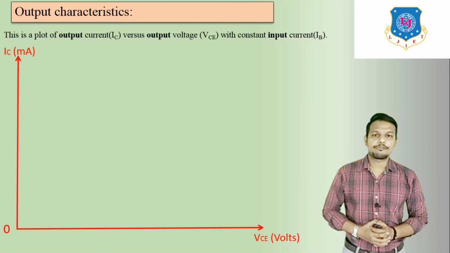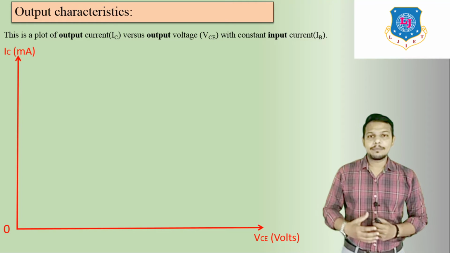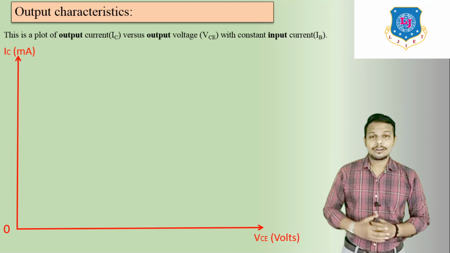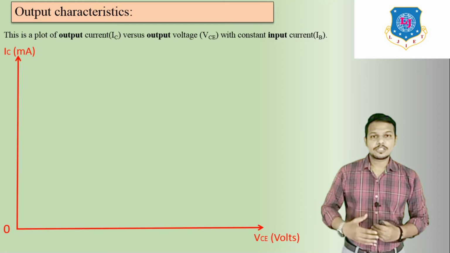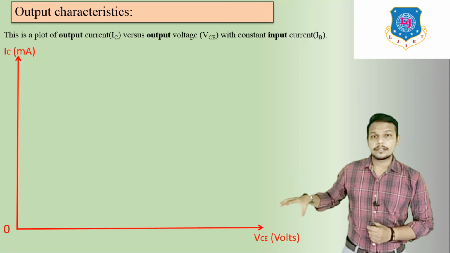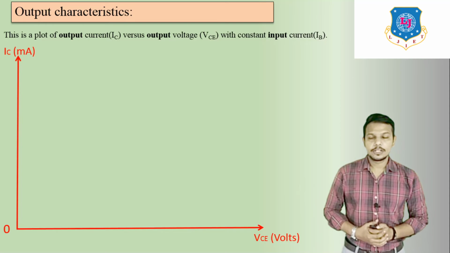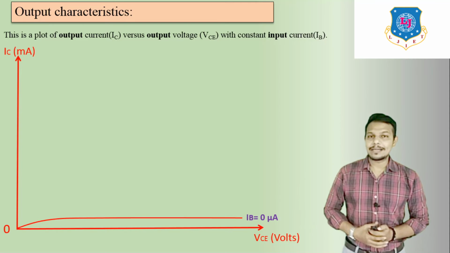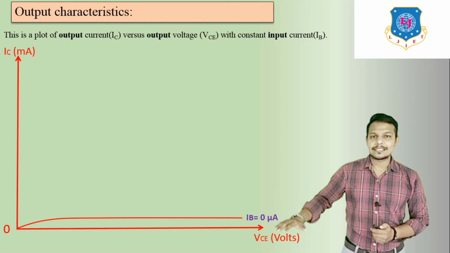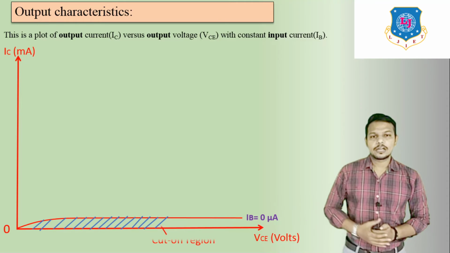First one is the cutoff region. Now what is the cutoff region? At this time your IB is equal to 0. If IB is equal to 0, then your leakage current becomes your collector current, because your input current is 0, that means your leakage current becomes your output current IC. So in this region IB is equal to 0 microampere. Below this graph we can see the cutoff region.